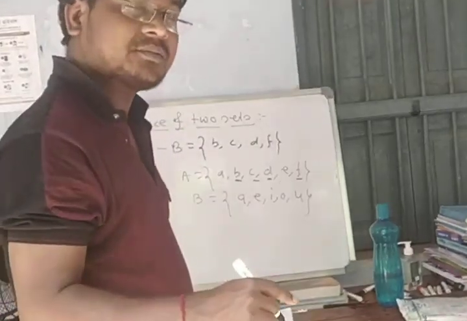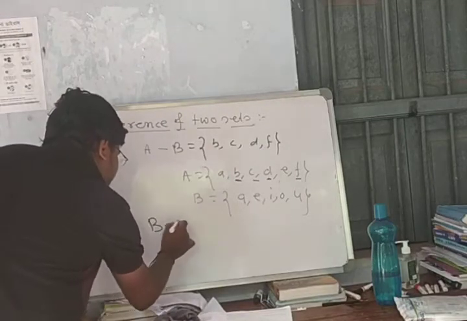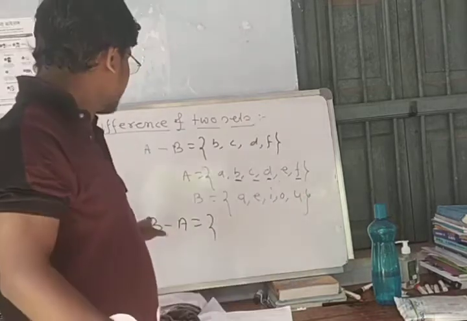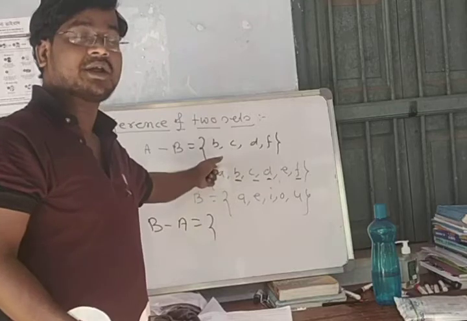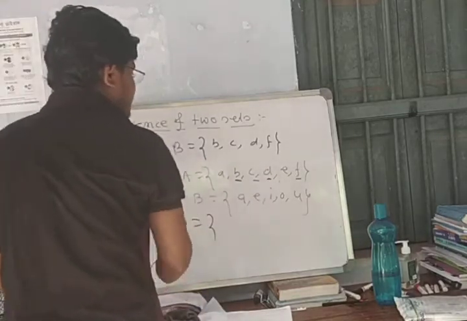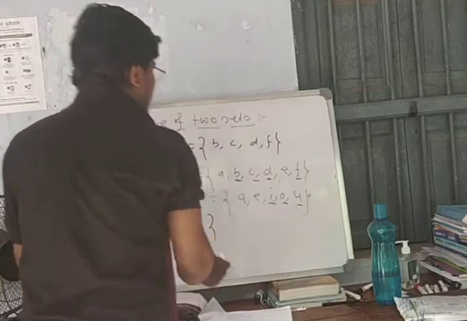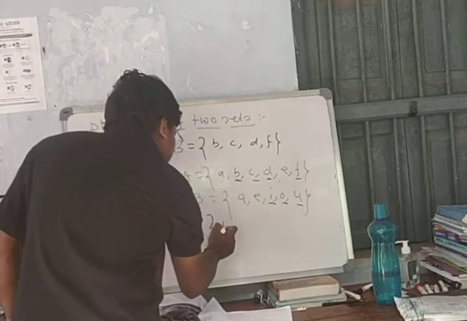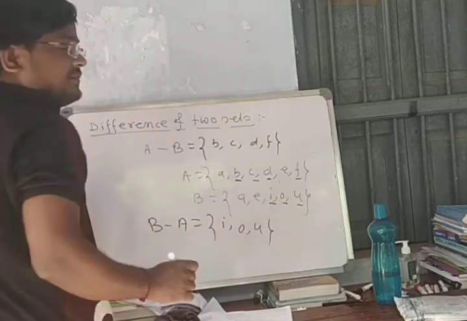But if I write here B minus A, this is also a difference. B minus A means the elements of the set B which do not belong to A. Here in these sets, which elements? i, o, u belong to B but do not belong to A. Therefore, B minus A will be the set of these elements. Okay.